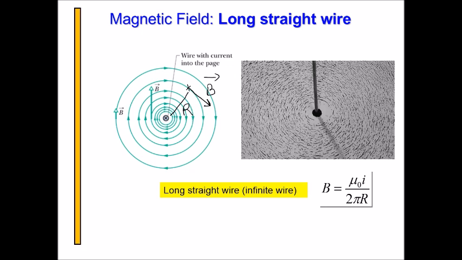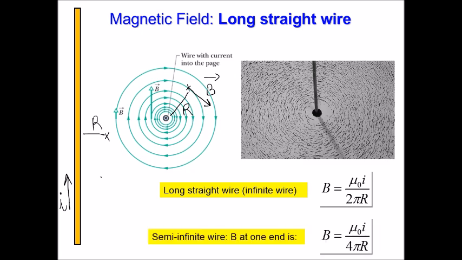So I have current circulating in this direction. If I want the field at this point, you see that first, if you do the right-hand rule or thumb rule, the field is into the page at this point. And if I call this distance r, the field is given by mu 0 I over 2 pi r.